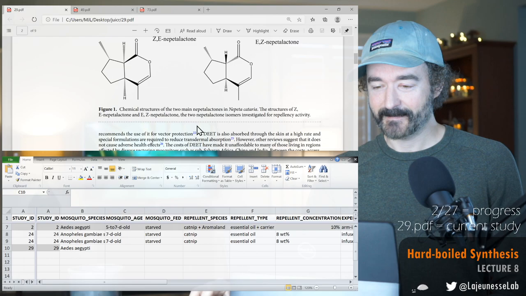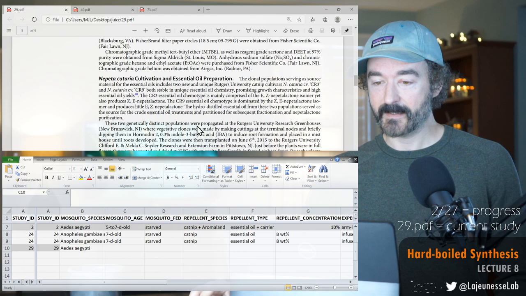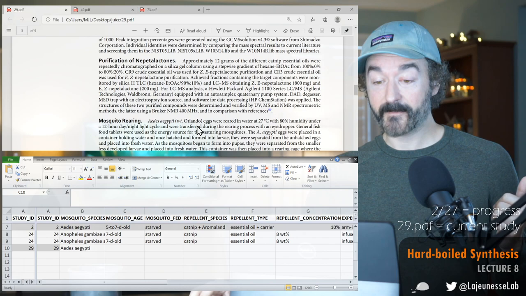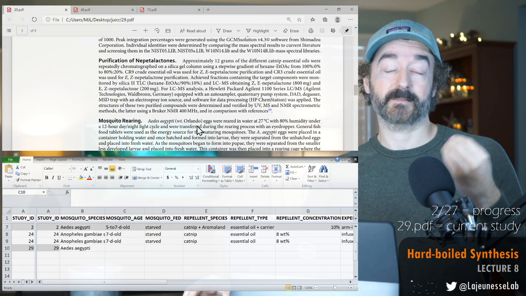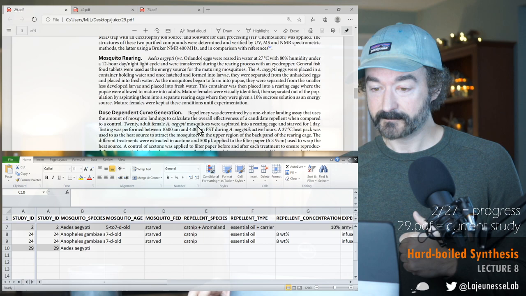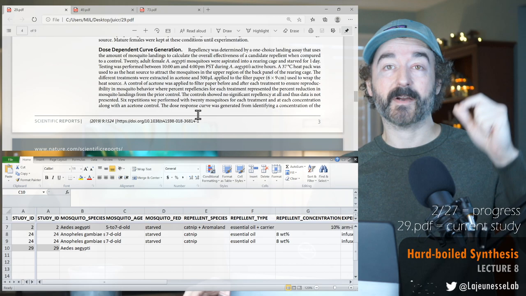But my goal is to just finish this. So let me quickly go to the methods. We got essential oil preparation, purification. This study goes a bit further: it not only uses catnip oil, but tries to extract the nepetalactone chemicals, which is a fairly tedious process. Mosquito rearing, not so crucial. What I want is the part of the methods that talks about how they tested the repellency of catnip.